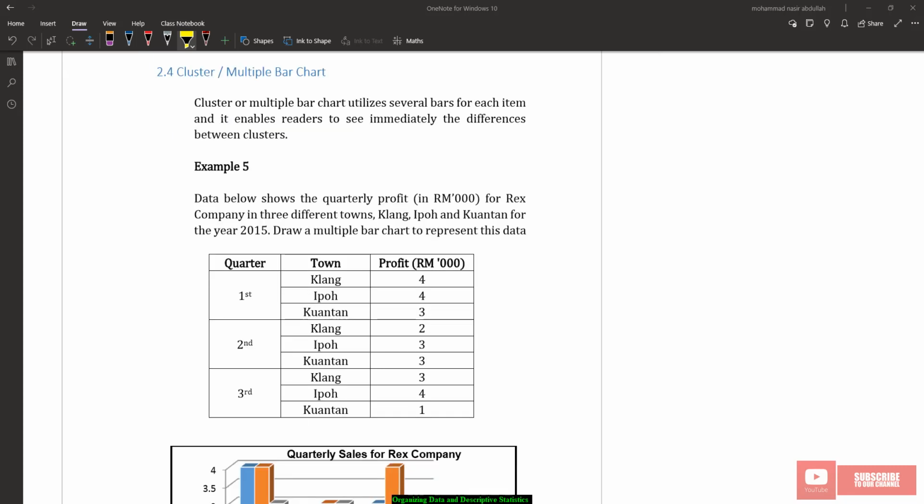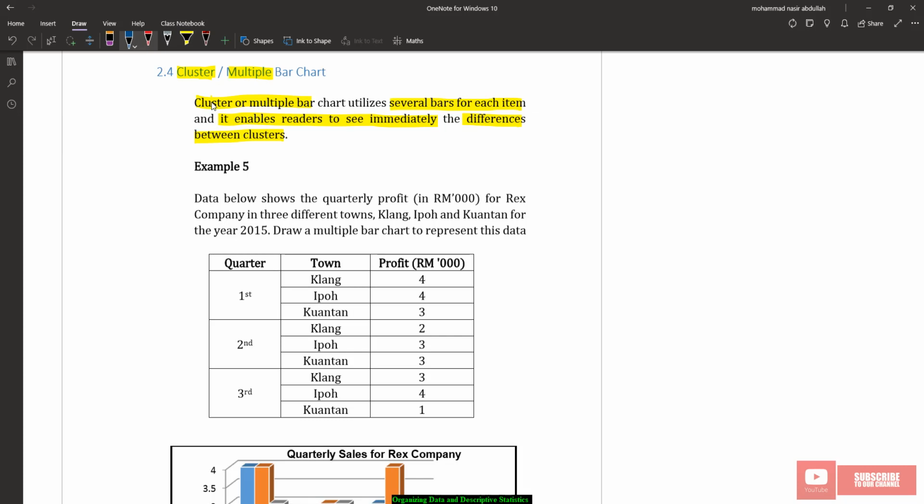Alright, for cluster bar chart or multiple bar chart, right, let's look here, what does it say? Cluster bar chart or multiple bar chart is the same thing lah. Just a name. Sometimes people say it's a cluster bar chart, sometimes people say it's a multiple bar chart. But it's actually representing the same thing, right? It utilizes several bars for each item and enables the reader to see immediately the difference between clusters, right?